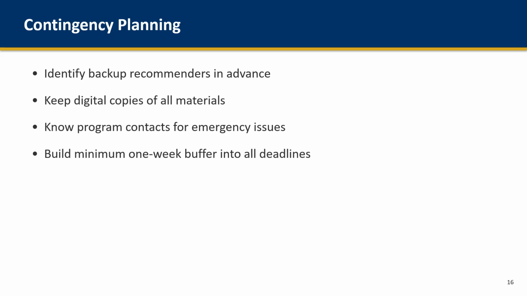Know your program contacts for emergency issues. If something goes wrong, you need to reach someone quickly. Save admissions office phone numbers and emails. Don't assume you'll find contact information easily during a crisis.